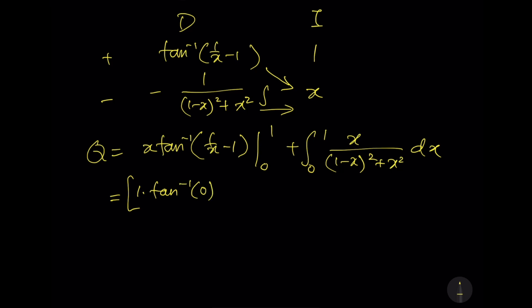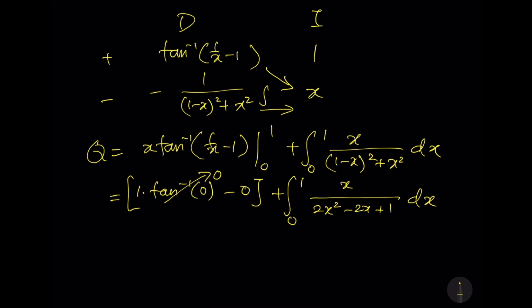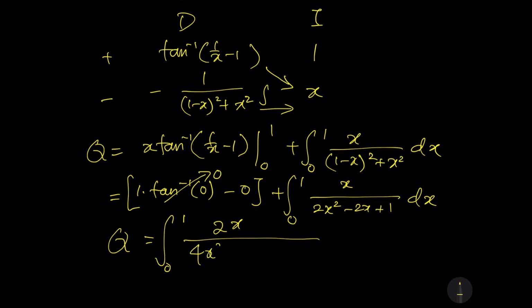For part 2, we expand the denominator so that it becomes 2x squared minus 2x plus 1, while the rest are the same. Obviously, part number 1 equals 0. Therefore, Q equals part number 2. But we multiply 2 at the top and at the bottom. Therefore, it becomes 2x divided by 4x squared minus 4x plus 2 dx.